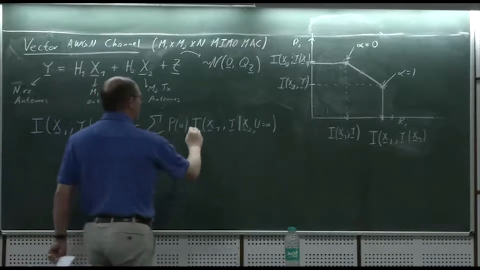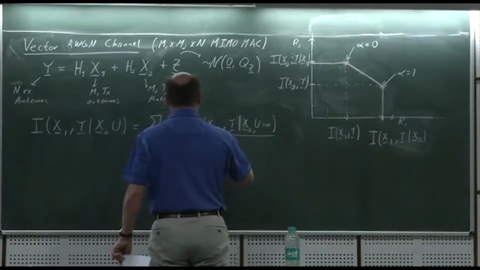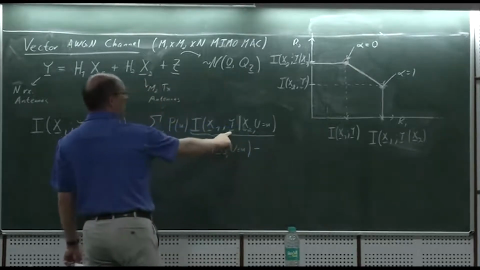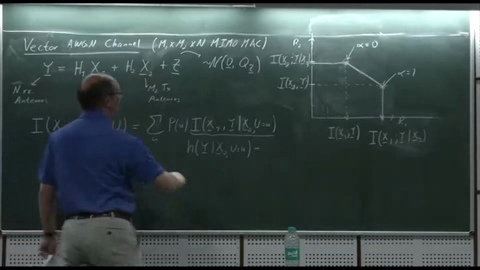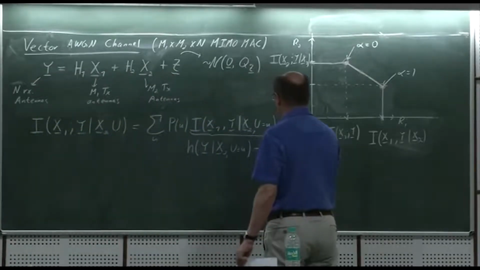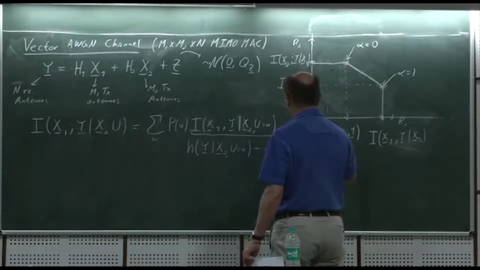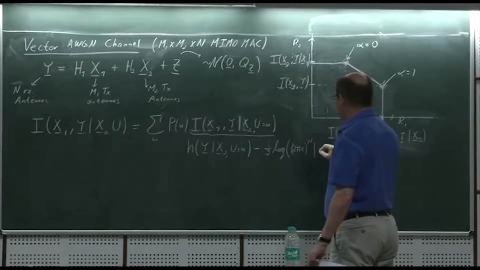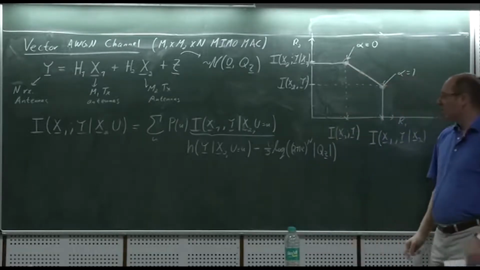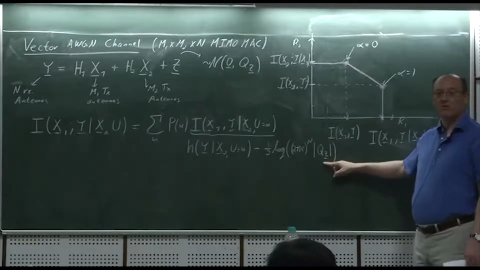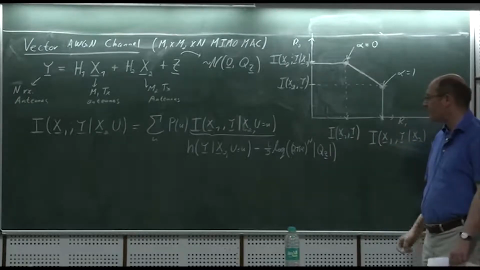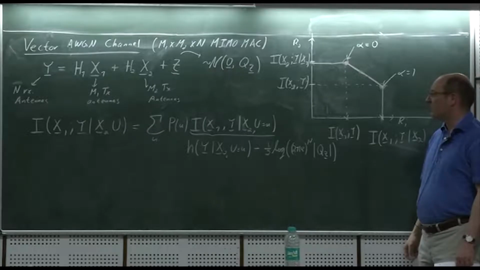Now, here we can write this again as h of y given x2, u equals u, minus h of y bar given x1, x2, but then we just get noise. So we'll just get 1/2 log 2 pi e raised to the power of the length of this vector, which will be n, of the determinant of the covariance matrix, right? That's the entropy of Gaussian noise. So here we have to raise to the length, and here we get the covariance matrix.